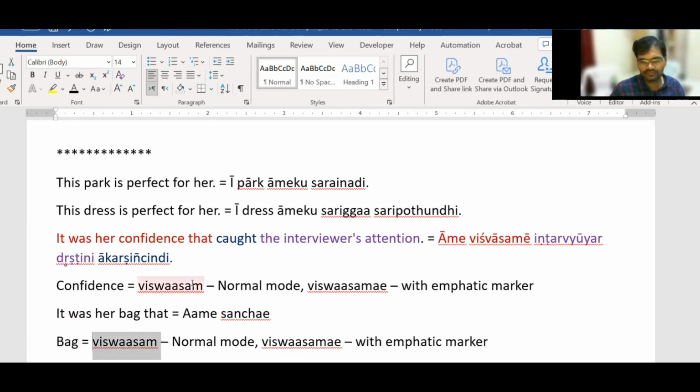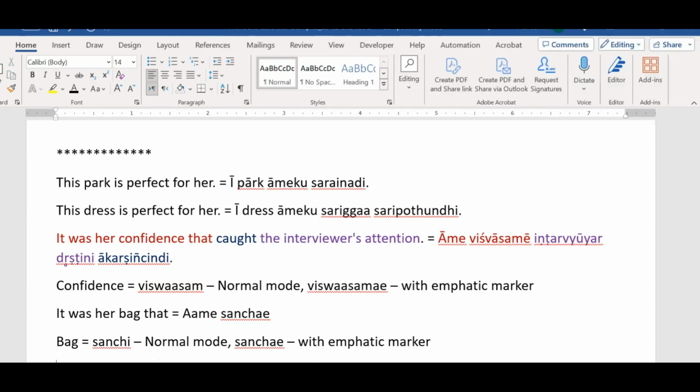Bag means sanchi, normal mode. Sanche with emphatic marker. So in Hindi, you say sometimes, ikade. Sometimes you say like that. Am I right, Hindi? Yes, ikada. Something just to emphasize, ikade, like that. So, similar to that one.